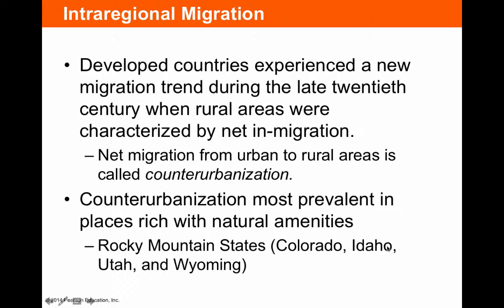Okay, let me see where we are. So developed countries experienced a new migration trend during the late 20th century when rural areas were characterized by net in-migration. So net migration from urban, so city, to rural areas is called counter-urbanization. So counter-urbanization is when you're moving from urban to rural areas. So it's the opposite of urbanization. And counter-urbanization is most prevalent in places with rich natural amenities. So think the Rocky Mountains. Okay, this is a perfect example.